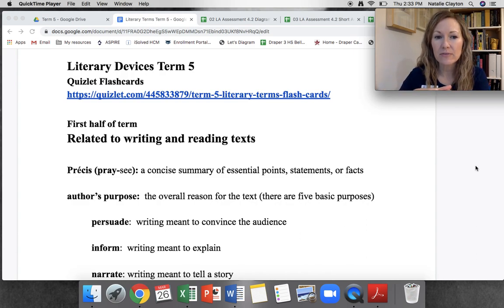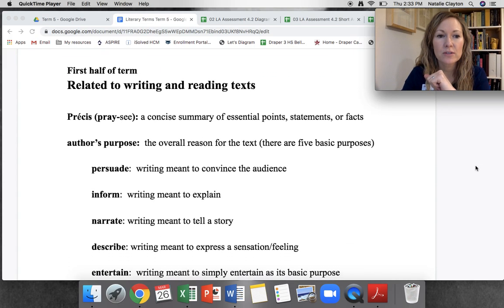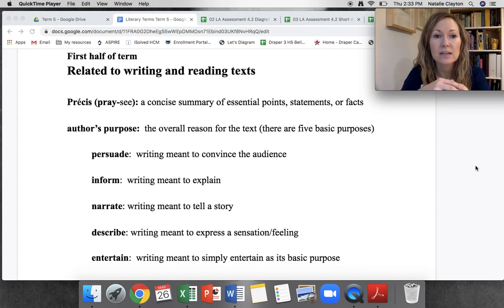But the first half of the term, we're going to look at terms that are related to writing, specifically for writing a précis. And that's going to be one of our words. So writing a précis and reading and understanding texts. So let's look at the first half of the term. These are terms related to writing and reading texts. So the first word is précis. What word? Précis. Right here, it'll help you with the pronunciation.